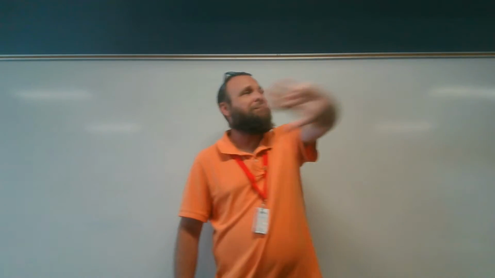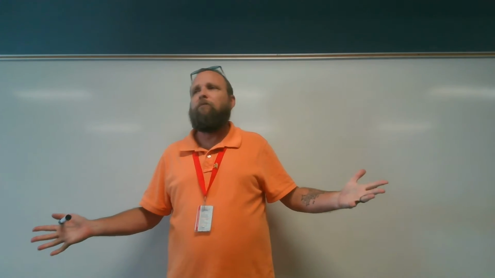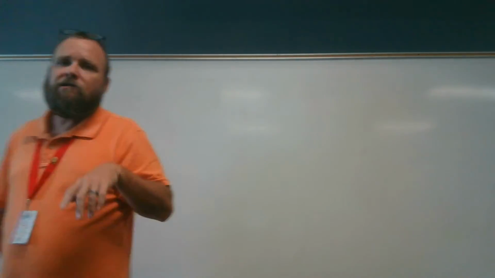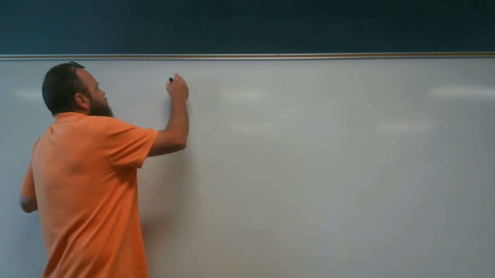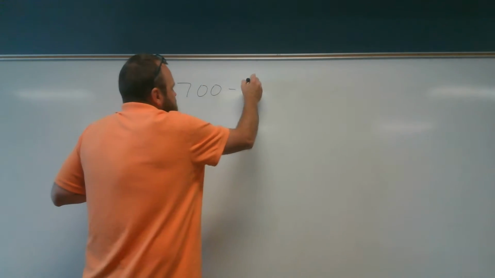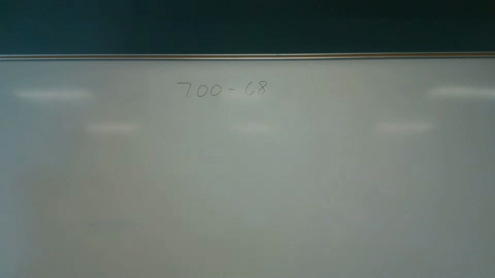Last week I had problems on that sideboard where we had to subtract, having to regroup across zeros. Some people did not do very well on it, so we're going to do the same exact thing this week. However, I'm going to start off class today by going over a random problem where we have to regroup across zeros. So I'm going to take this random problem here, 700 subtract 68. So I have to find the difference between 700 and 68.